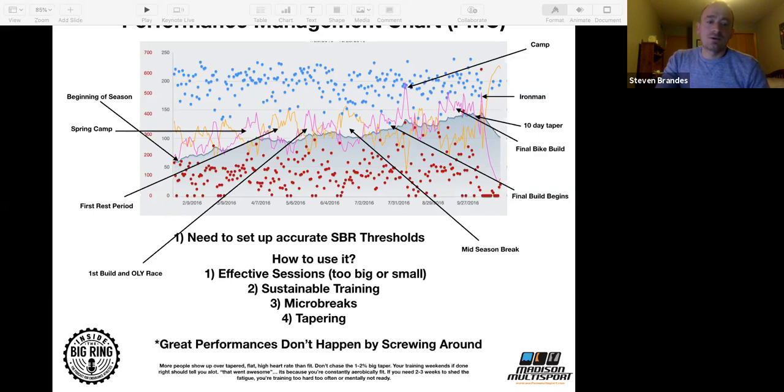Flash next. It's important. Last thing. I think this is the last part. Great performances don't happen by screwing around. So a lot of dots there.